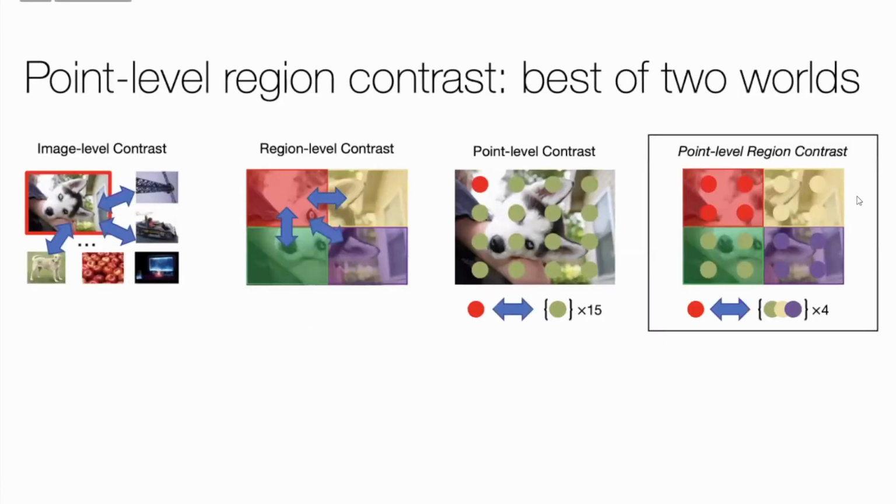So at a high level, we try to get the best of two worlds in our point level region contrast work. Here are the illustrations. We will divide the image into, for example, 4 regions, and then we will sample points from each region. Points from the same region will get similar representations, and points from different regions we will repel and make dissimilar.